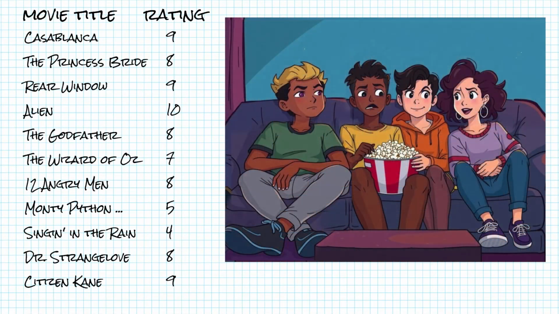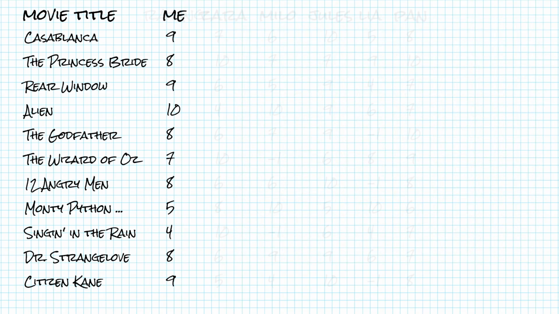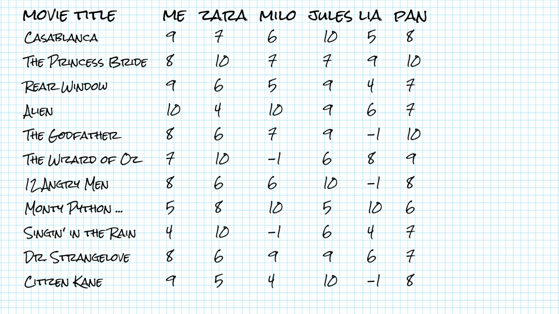Now, suppose your friends find out about your ratings program and they want you to add their ratings. What would that look like? If you add their ratings to your original sketch, you find that, again, it looks like a spreadsheet, but with more columns this time. One column for the movie titles, one column for your ratings, and then an additional column for each of your friends' ratings.